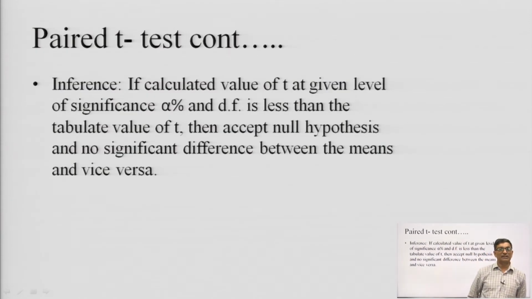After that, the last step is to apply the t test and write the inference. If the calculated value of t at a given level of significance alpha percent and degree of freedom is less than the tabulated value of t, then accept the null hypothesis, and there is no significant difference between the means of pre values and post values.